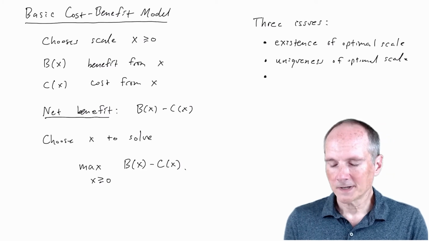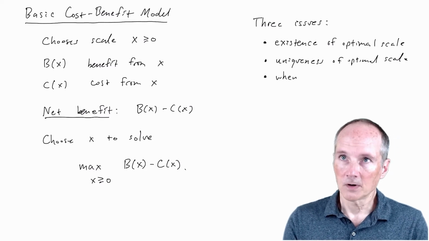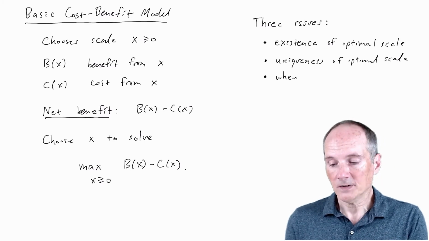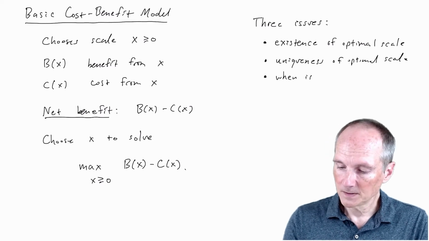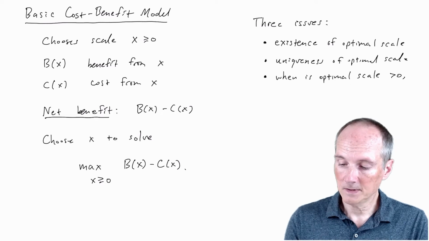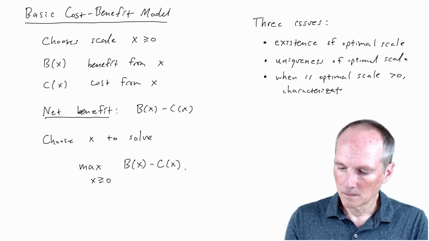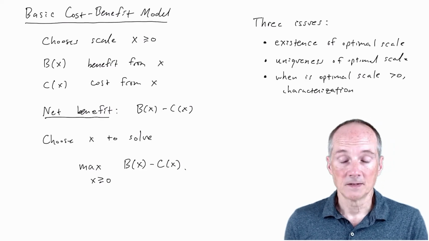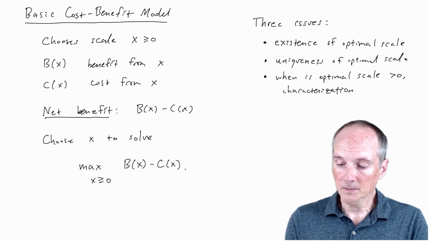The last issue is kind of a combination of two, but we can use calculus methods to characterize the optimal scale when it happens to be a positive amount. So the last issue is, when is the optimal scale positive? And then given that, we want to use calculus methods to characterize what that actually is. Okay, so I want to touch on those issues.